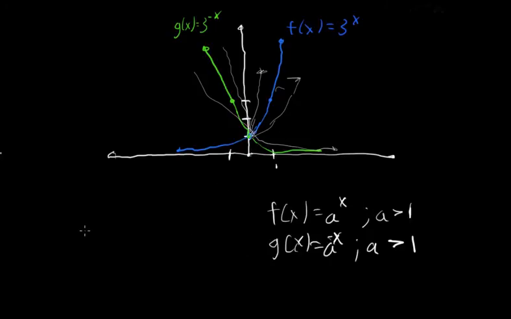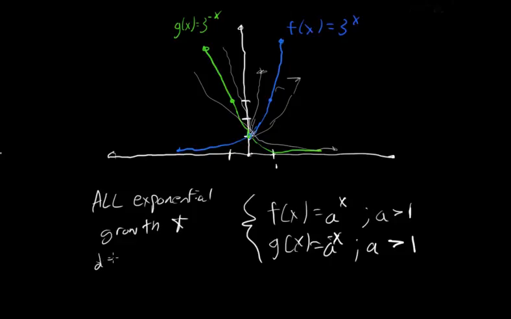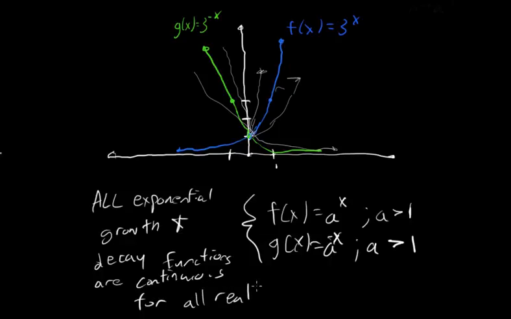So in general, all exponential growth and decay functions, growth are of the form f of x equals a to the x, a greater than 1. Decays of the form g of x equals a to the negative x, again, a greater than 1. So all exponential growth and decay functions are continuous for all real values of x.